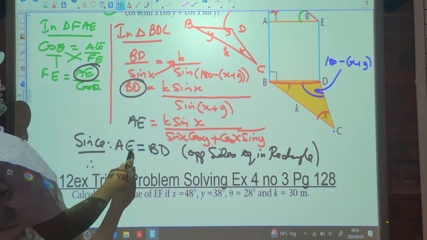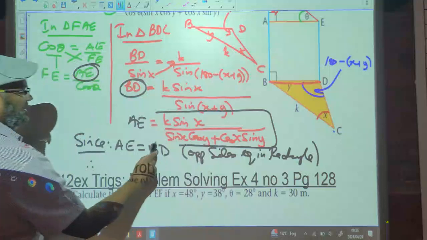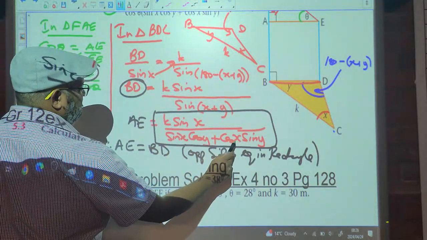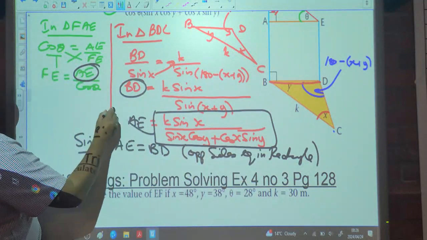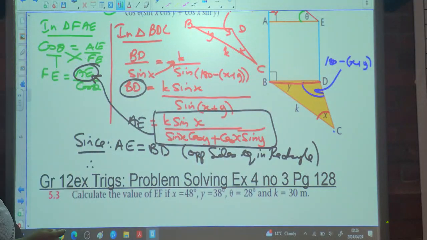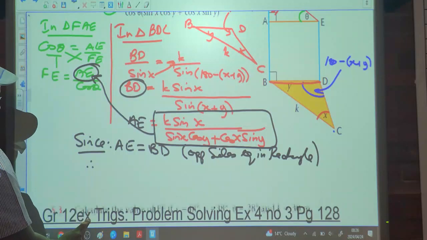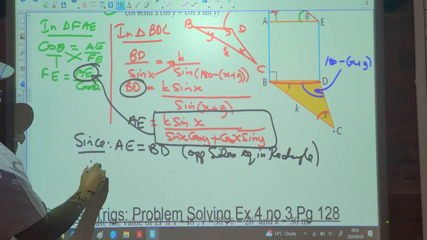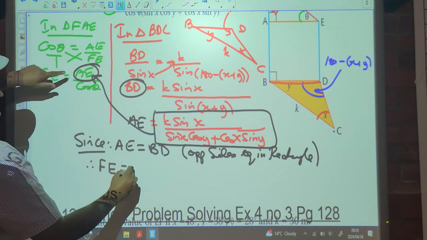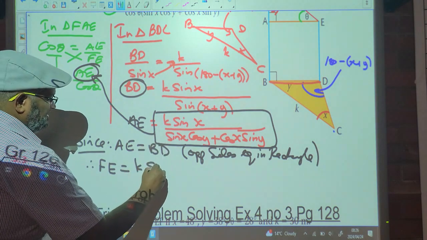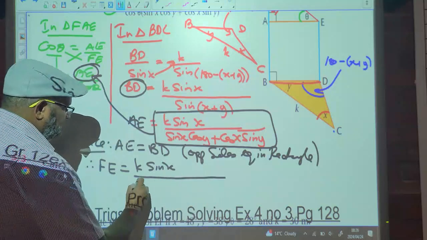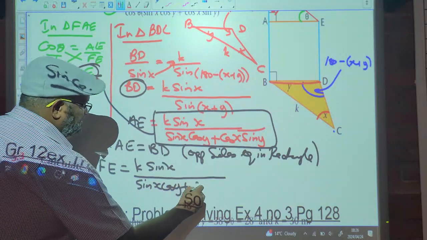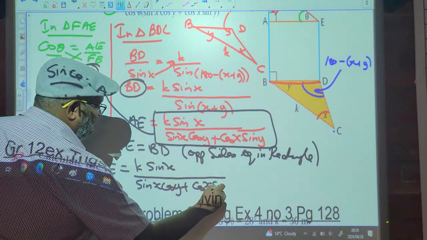Can you see that? So if I see AE, I replace that AE with k sine x over sine x cos y plus cos x sine y. So you're going to go in there now. Okay, conclude therefore FE is equal to the story here, which is k sine x over sine x cos y plus cos x sine y.